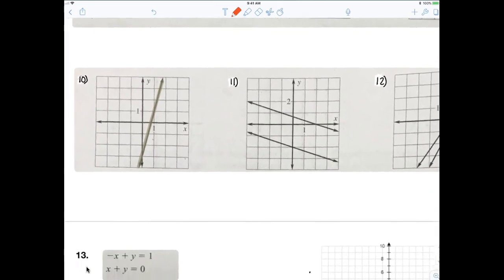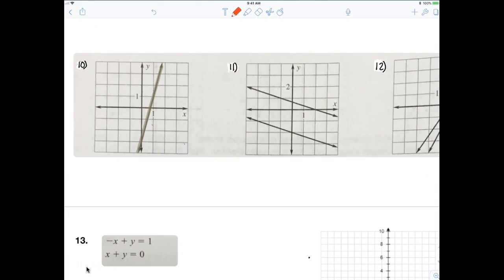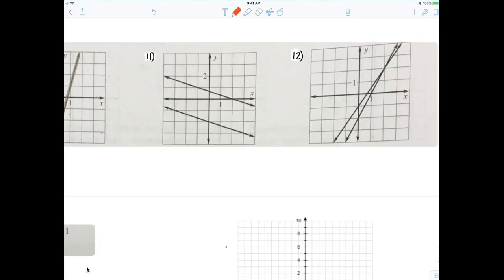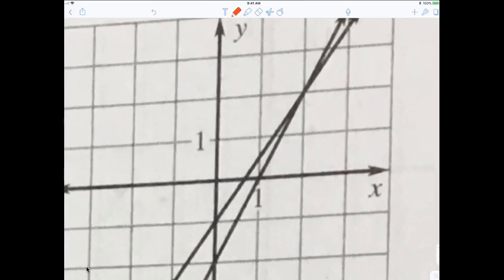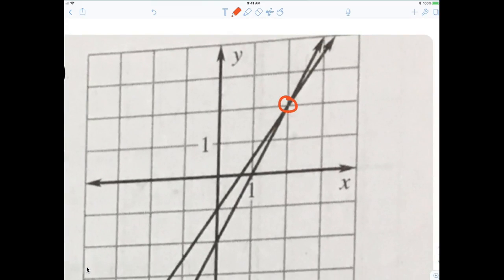Let's talk about number 10. 10 would be infinite number of solutions. And if you want to, because you're so smart, 11 would be no solution. And 12, this would be the solution. And that would simply, if you wanted to write it out, be (2, 2). Thank you very much, Connor.